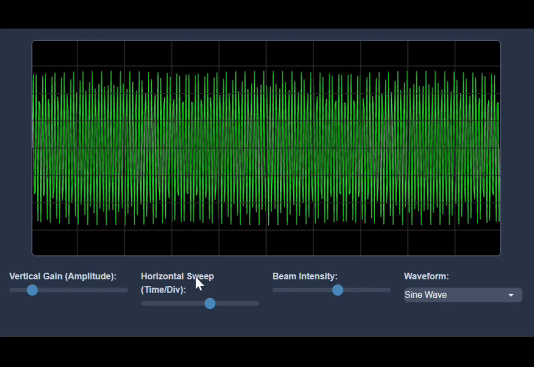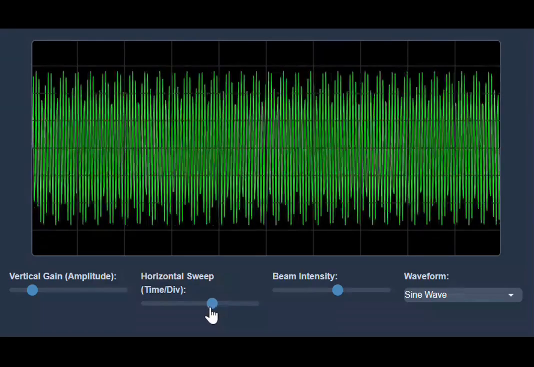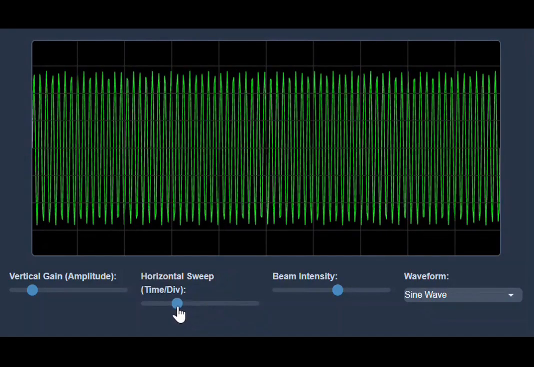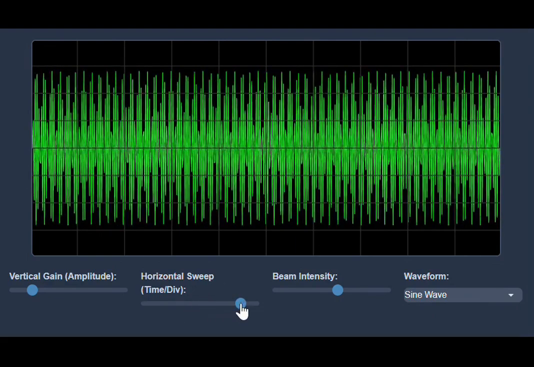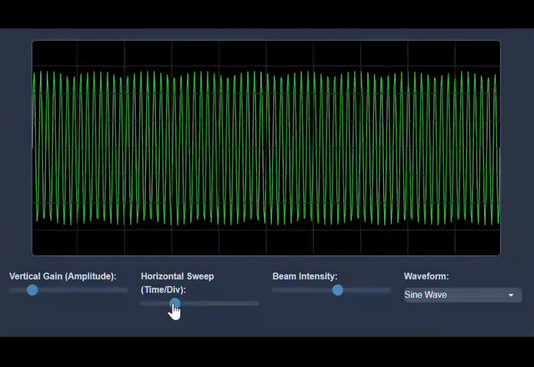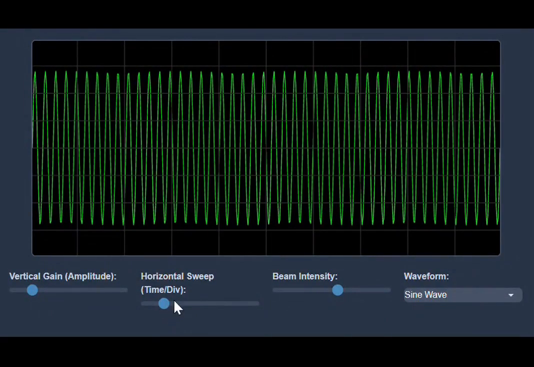Time per division determines how much time is represented by each division of the screen. Here you can see how much time is repeated across the screen.